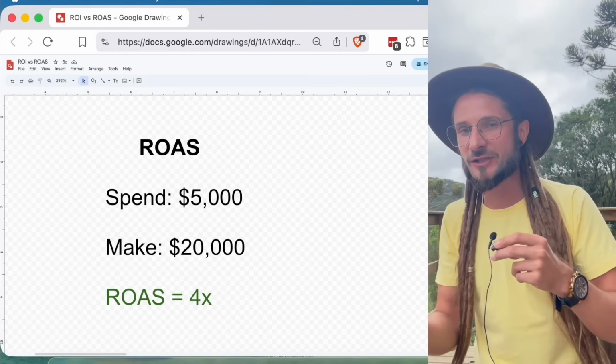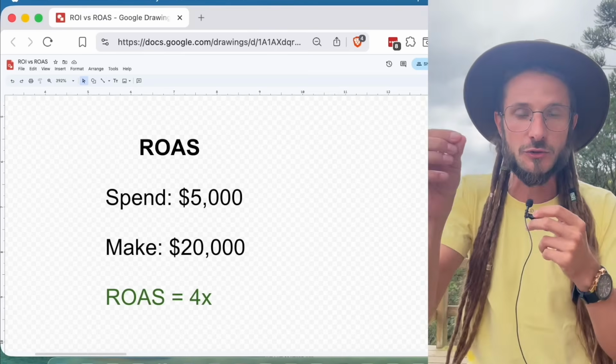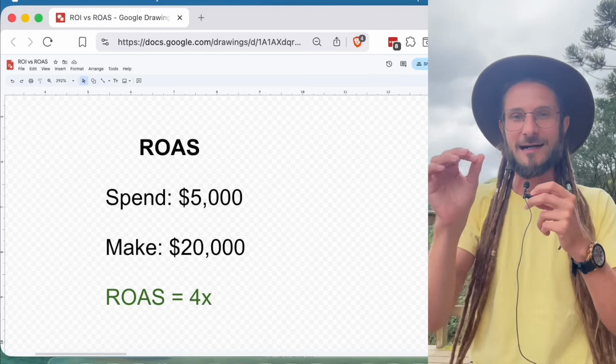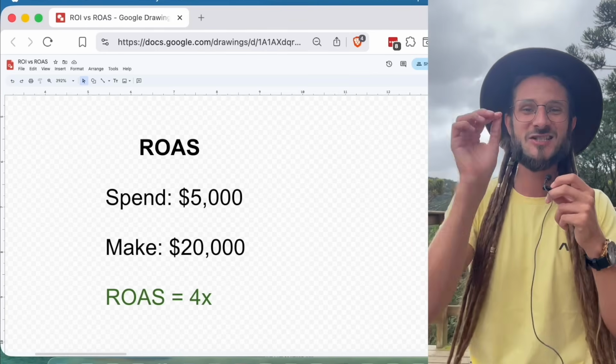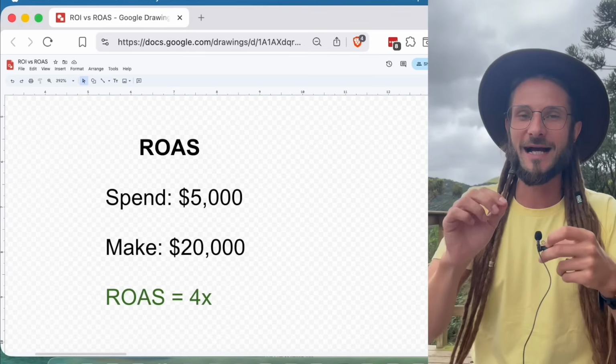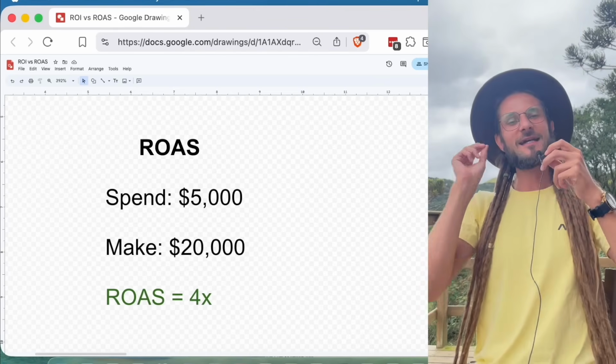ROAS tells you how efficiently your ad generated revenue. But revenue does not take into account all of those additional costs for the business. It does not tell you how much money the business kept. And that distinction matters because revenue is not profit.